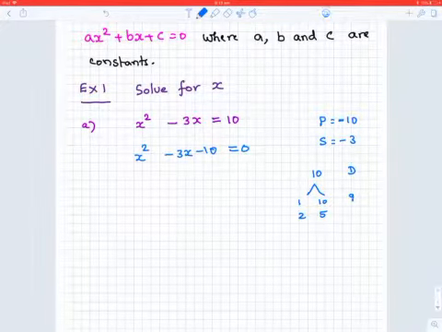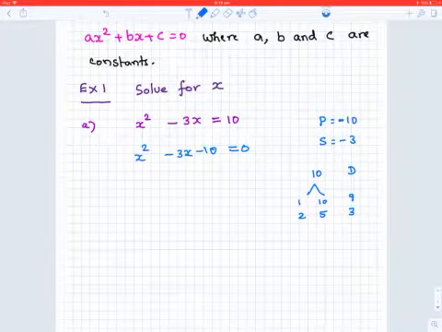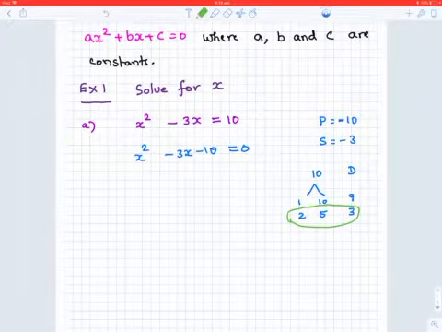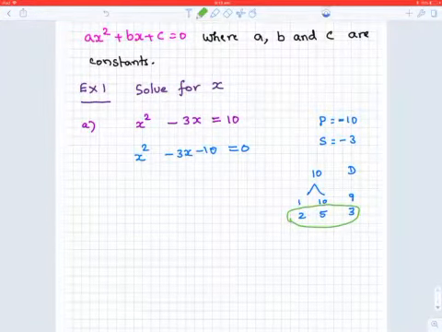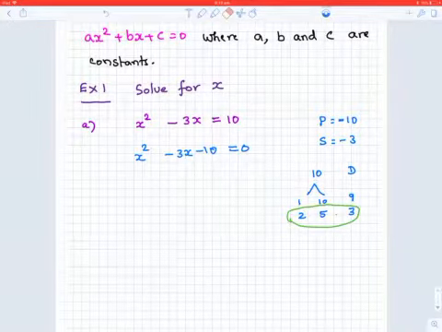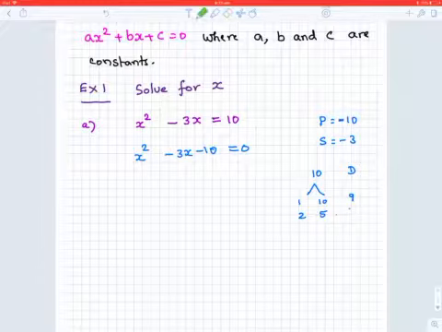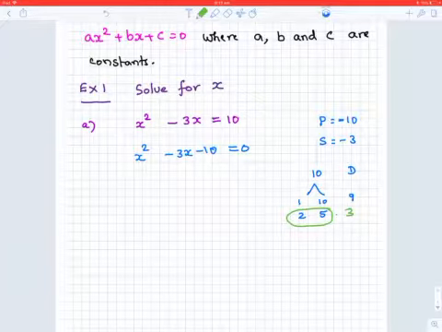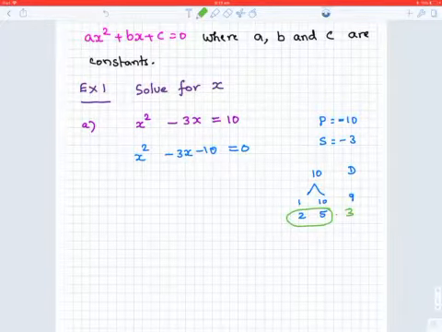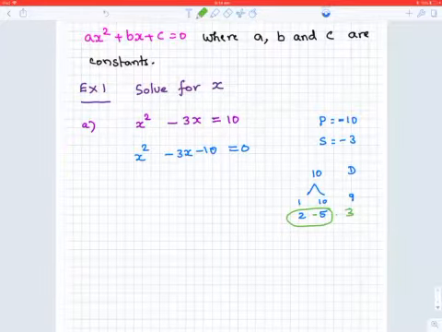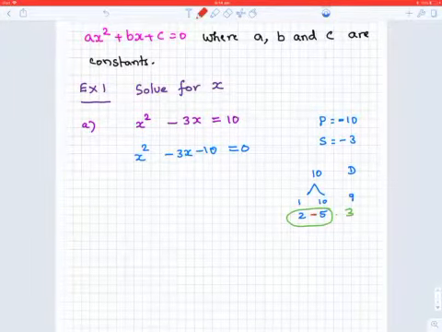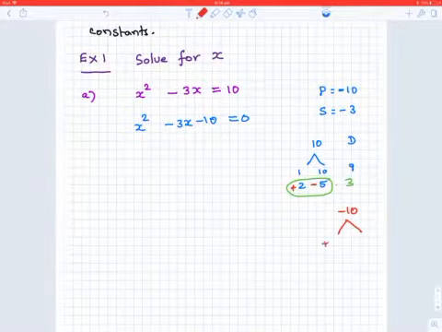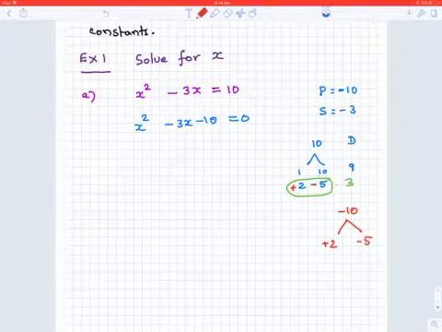I just put the list first, 1 and 10, 2 and 5. When you look at the difference, 1 and 10, the difference means highest number minus lowest number, which is 9, and we want 3. So I'm going to consider the pair 2 and 5. The next thing is the sum has to be minus 3. That means the bigger number carries the sign. So this is minus and this is plus.